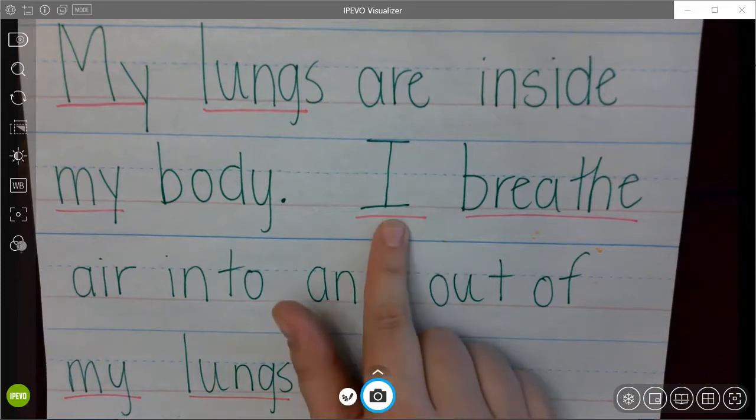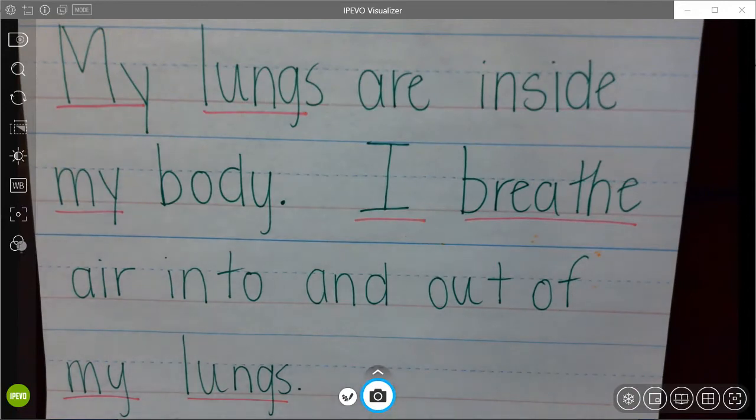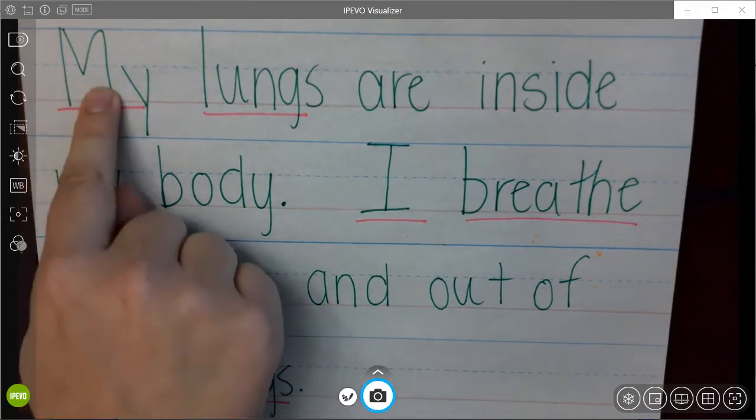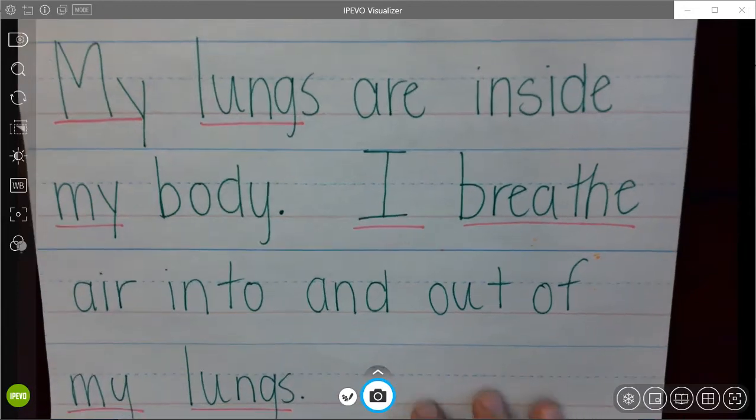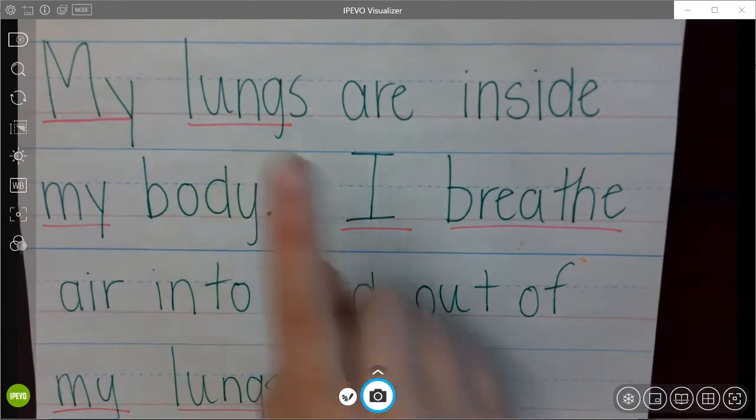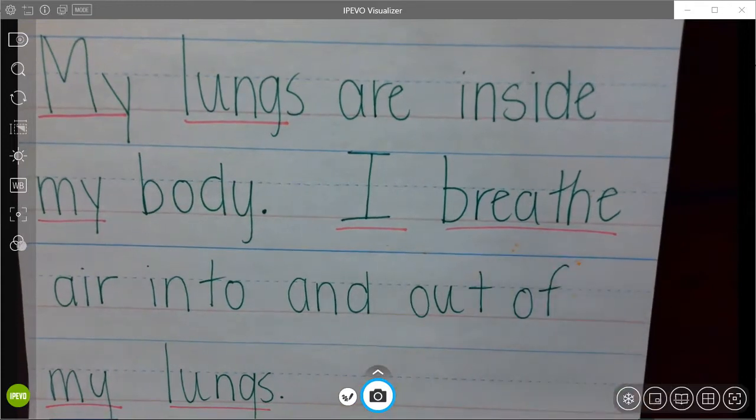That's right. I is one of our red words. Our other one we learned last week. My, M-Y. Go my. Great job. All right, so our two vocabulary words are lungs and breathe.